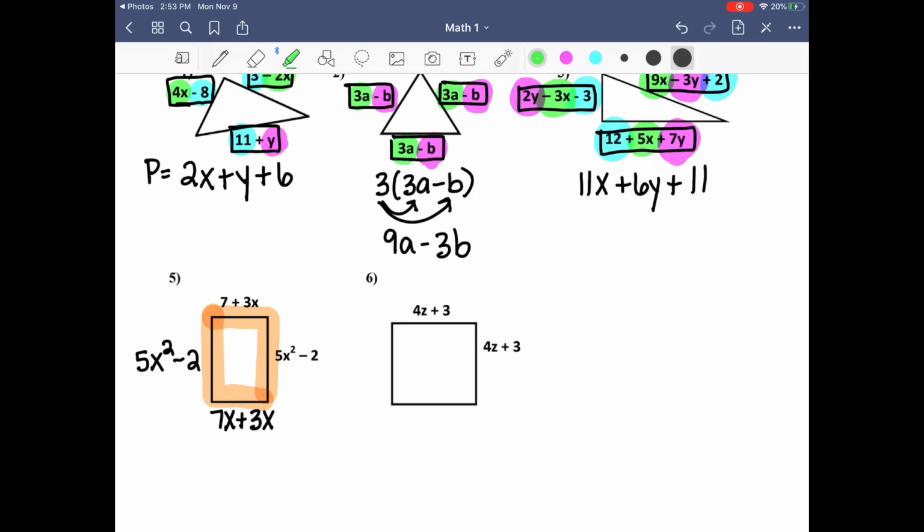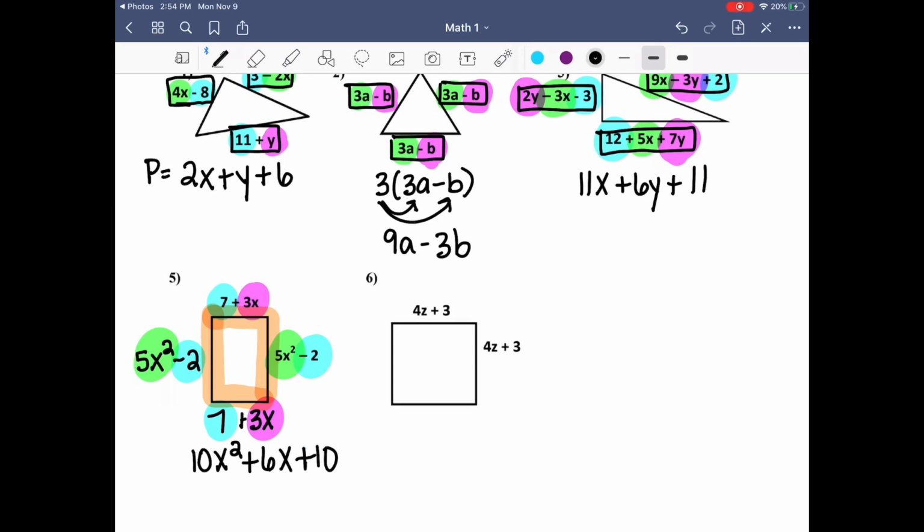Okay, so I can now combine my like terms. I have 5x squared and 5x squared. That's going to give me 10x squared. So I have 3x and 3x. That's going to give me plus 6x. And then I have 7. Whoops, I copied that one wrong. So let's take away that x. That should be just a plain 7. So I have 7 plus 7 minus 2 minus 2. So basically I have 14 minus 4, which is going to be plus 10.